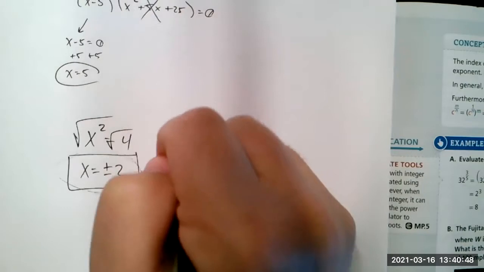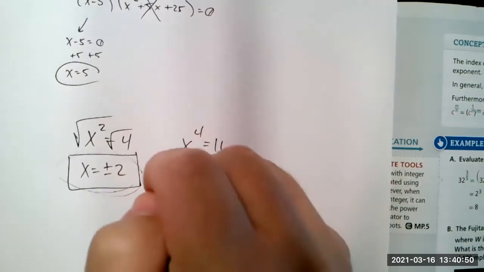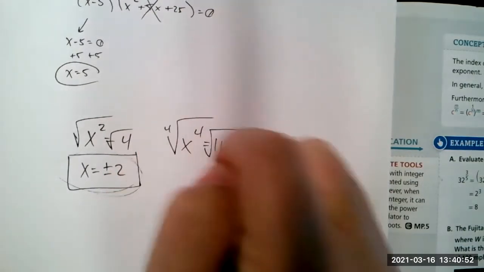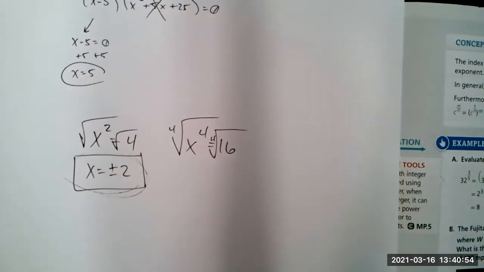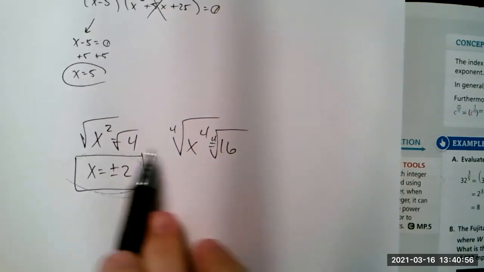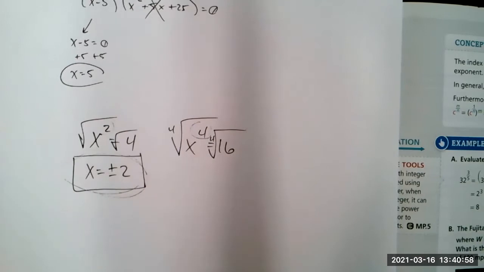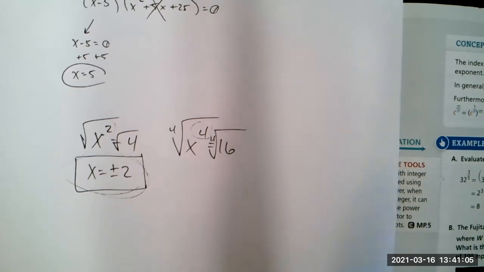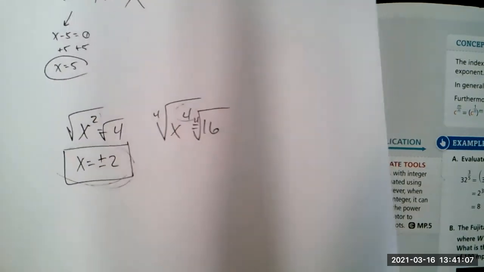Well, in this case, x to the fourth equals 16. We're taking the fourth root of both sides. The same thing applies. Any even degree, you're always going to take the positive and negative version. It's always going to work out like that. So in this case, we'll deal with positive and negative 2.